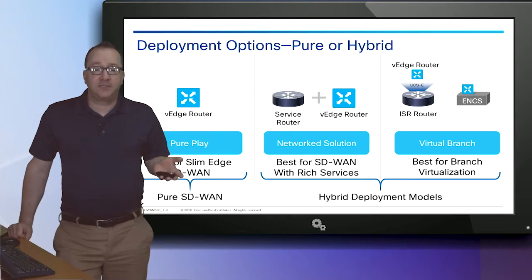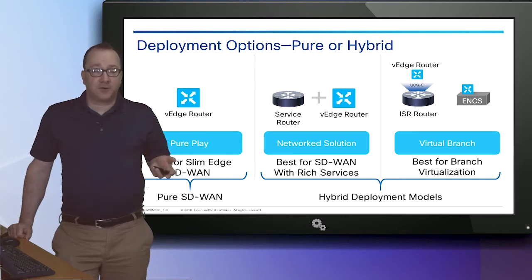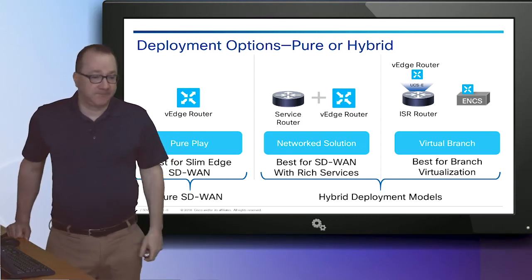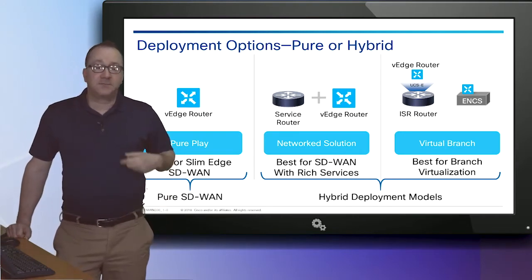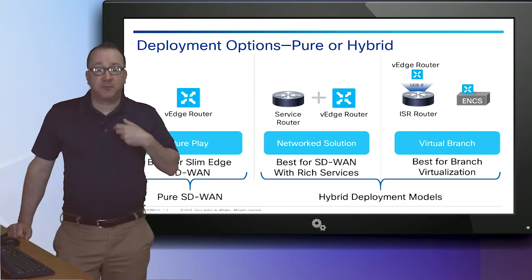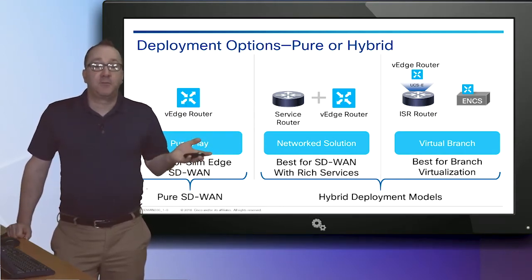Another reason could be increasing virtualization in the branch offices, where different virtual machines are deployed on a UCS E-Blade on Cisco ISR routers, or the deployment of ENCS devices. This module is going to examine such hybrid scenarios and explain how to migrate from a traditional network to the Cisco SD-WAN, both pure and hybrid.